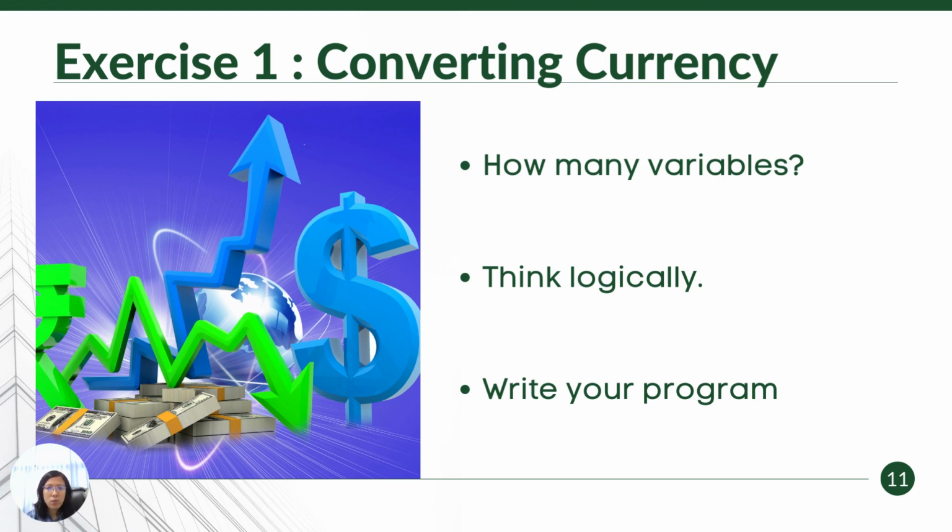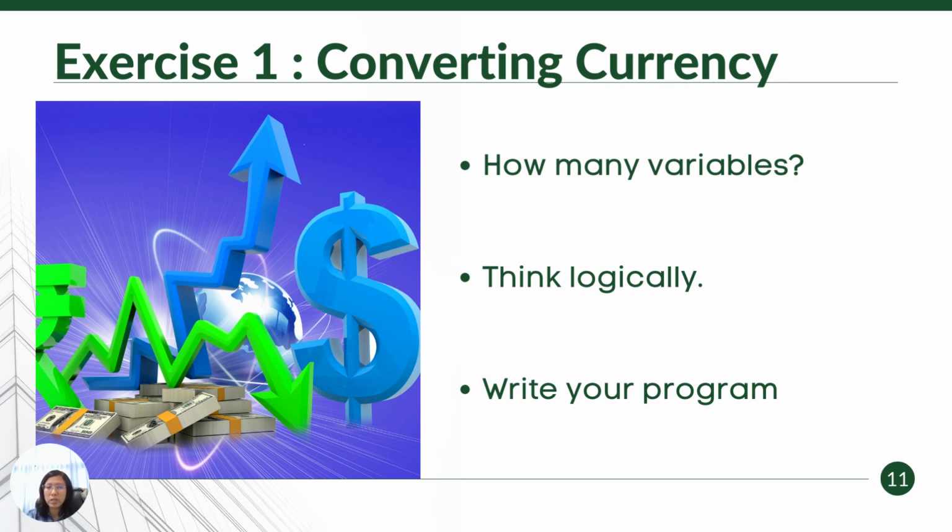First, let's start writing the Python code for converting a currency. For us to convert one currency to another, how many variables do we need? We need two. First, the original currency that we want to exchange, and then the new currency that we want to get. So there are two variables. We also have to know the exchange rate, and then calculate.